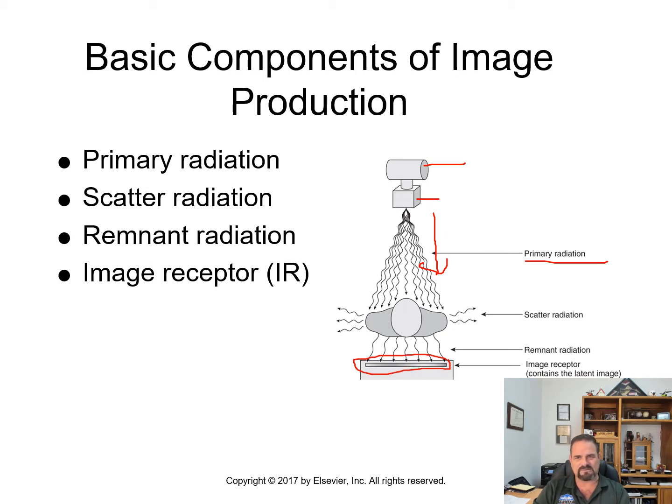It contains the latent image of what the X-rays just took. It has the phosphor-containing plate inside of the cassette, which can be changed out and then digitally processed to create the image.